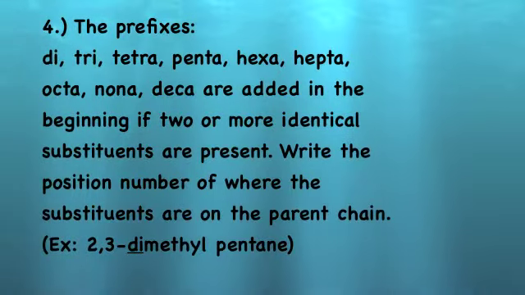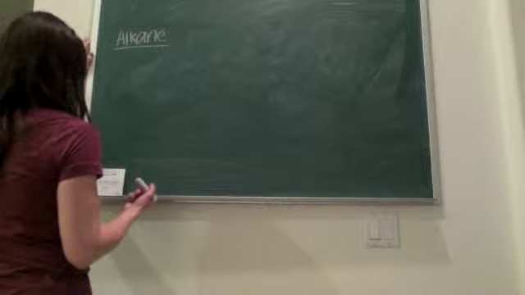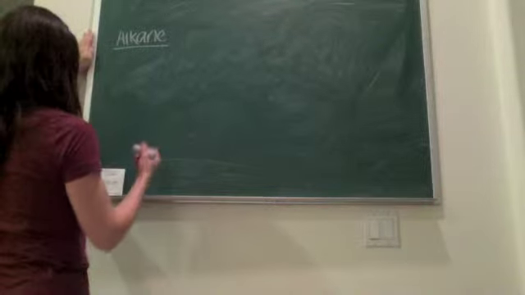Step 4. The prefixes di, tri, tetra, etc. are added if 2 or more identical substituents are present. Do not consider these prefixes when determining the alphabetical order of the substituents. Our first example will be of an alkane.